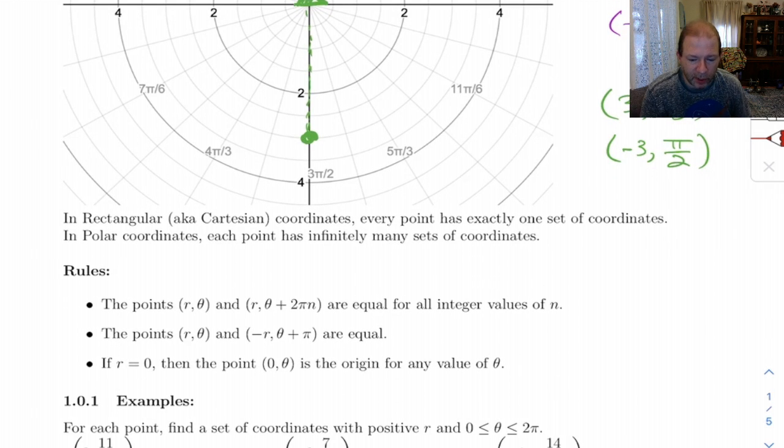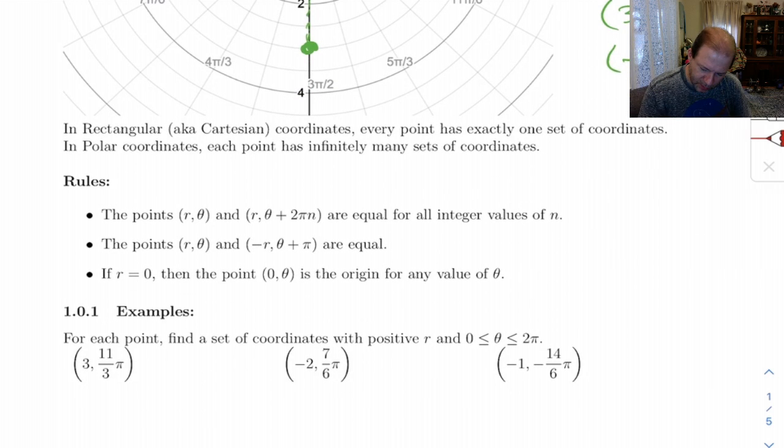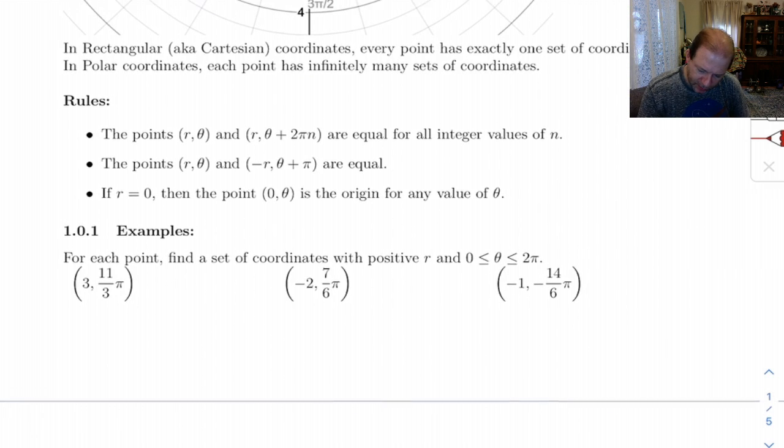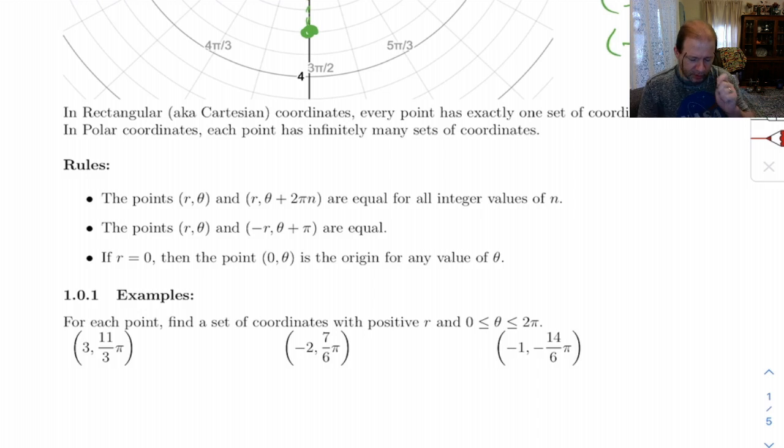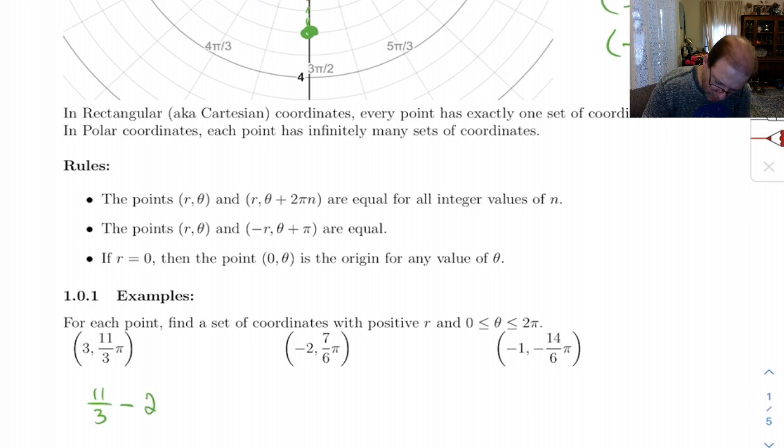All right. So anyway, let's look at a few examples here. All of them say, for each point, find a set of coordinates with positive r and θ between 0 and 2π. So this first one is (3, 11π/3). Well, all you have to do here is, since the 3 is already positive, for this one you just do 11π over 3. I'm even going to leave the π off. I'm just going to subtract off 2 until I get something that's between 0 and 2.